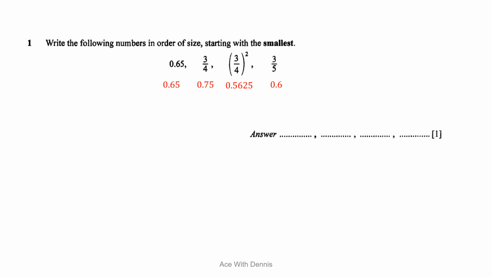Now we can start to arrange from the smallest to the largest. So this is the smallest number, followed by this number, followed by this number, and this is the largest number. Hence, the answer will be (3/4) squared, 3/5, 0.65, and 3/4.